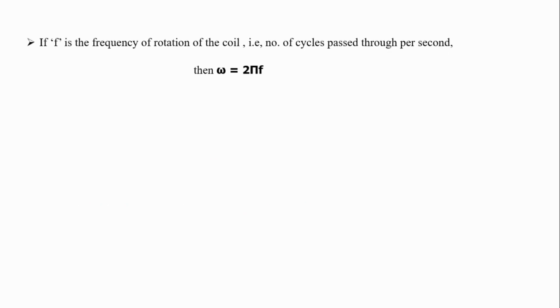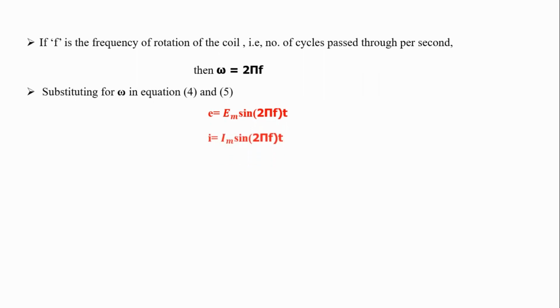If f is the frequency of rotation of the coil, that is the number of cycles passed through per second, then omega is equal to 2 pi f. So substitute omega in equations 4 and 5. We will get e is equal to Em sine 2 pi f t. Similarly, i is equal to Im sine 2 pi f t.